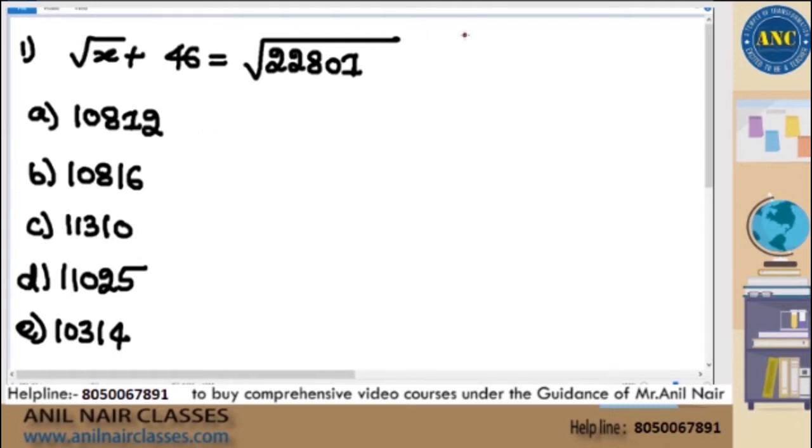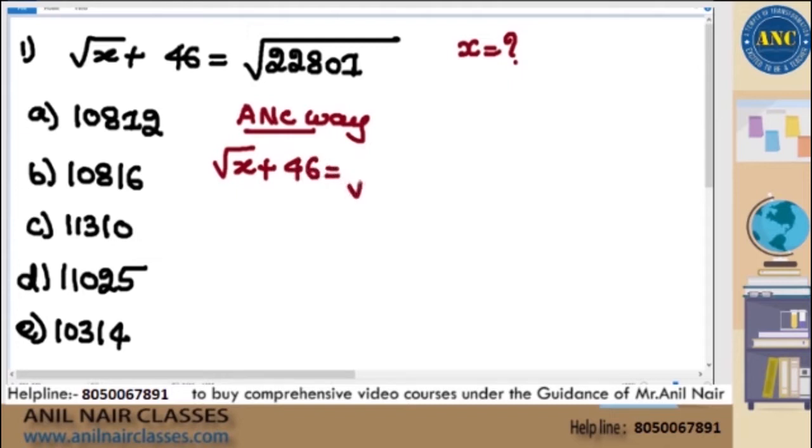This is the question. Root x plus 46 is root of 22801. Find the x value. Options: 10812, 10816, 11310, 11025, 10314. First, the A and C way of solving. I will discuss all the problems. Do not waste your time in saying the answers.